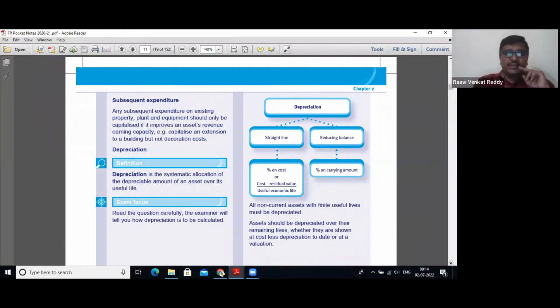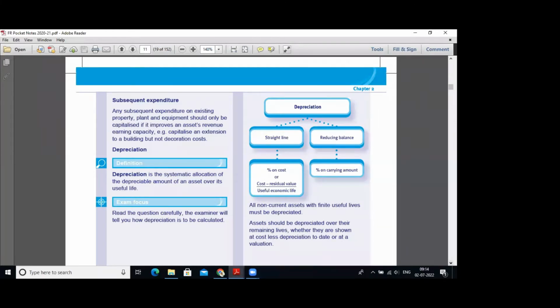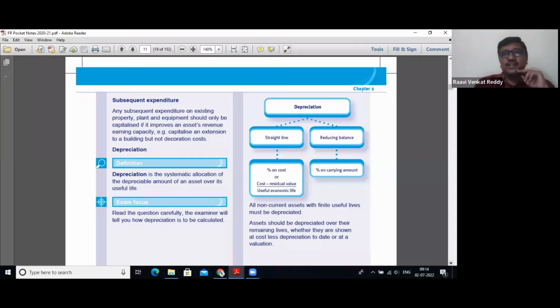Now the next one, depreciation, the most interesting element. Yesterday we understood that depreciation is generally charged in order to follow neutrality or the matching cost. In depreciation, we systematically allocate the cost of an asset over its useful life. Now we'll discuss something about useful life. Participants, can anyone let me know what you mean by useful life?